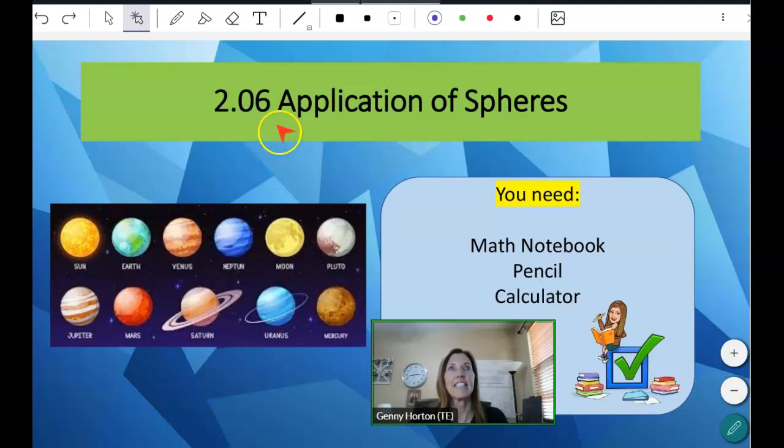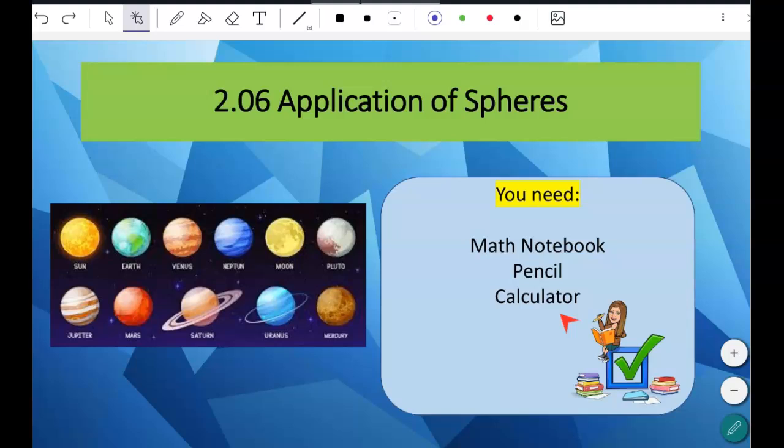All right, today's lesson 2.06, application of spheres. You know what to do. Go ahead, make sure you have your math notebook, pencil, and your calculator. Take those notes and work out these problems as we go through this.